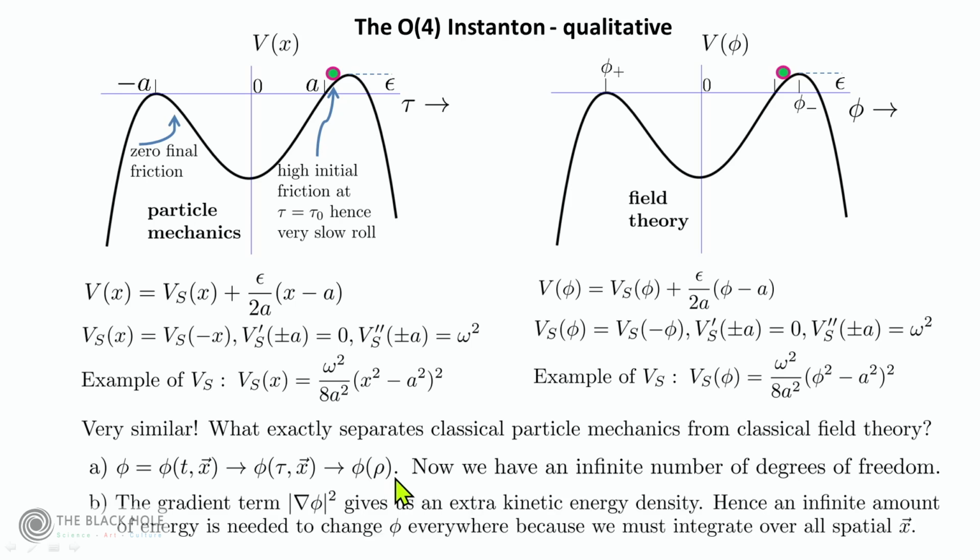But of course, we have an infinite number of degrees of freedom. And so here is something that particle quantum mechanics just does not have. Field theory has the gradient term, which gives us this extra kinetic energy density. And hence, you would need an infinite amount of energy to change phi everywhere, because we have to integrate over all spatial x.